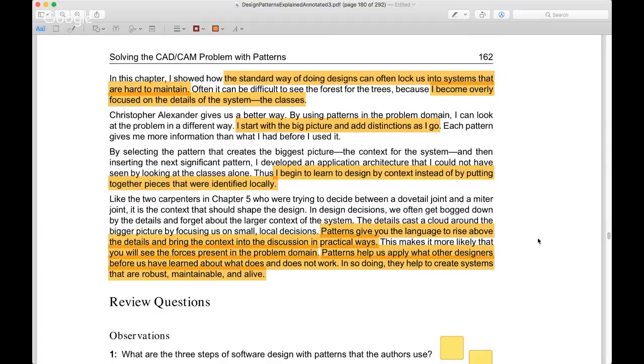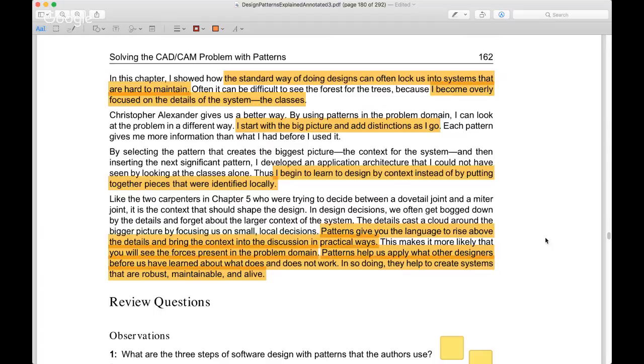I think if you've read it, particularly if you've read it twice, it becomes more straightforward. Okay. So the author shows how the standard way of doing designs can lock us into systems that are hard to maintain, and the reason is there hasn't been a philosophy of how you create layers of context so that you get the patterns to apply in the right order, is the way I look at it.